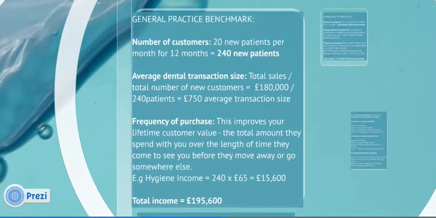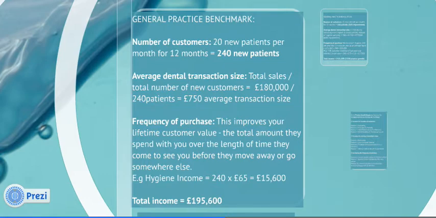The numbers. Okay, so let's say we had 20 new patients a month for 12 months. On average, 240 new patients. Get the average transaction size. We look at total sales, 180,000 divided by 240 patients, £750 average transaction size.